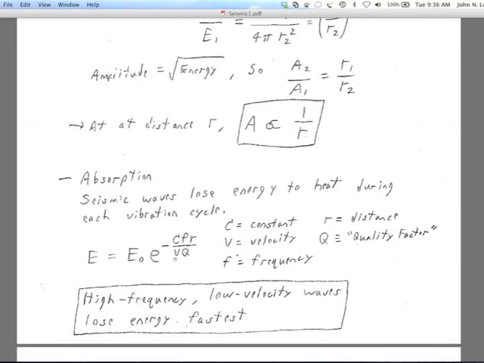Now notice that velocity is in the denominator of a negative exponent. This means that as velocity goes up, the wavelength goes up. If you remember, v equals f lambda, and thus there are fewer cycles. Even at the same frequency, if the velocity is up, there are fewer cycles per distance, so there's less energy loss. The energy is a little bit greater at higher velocities.